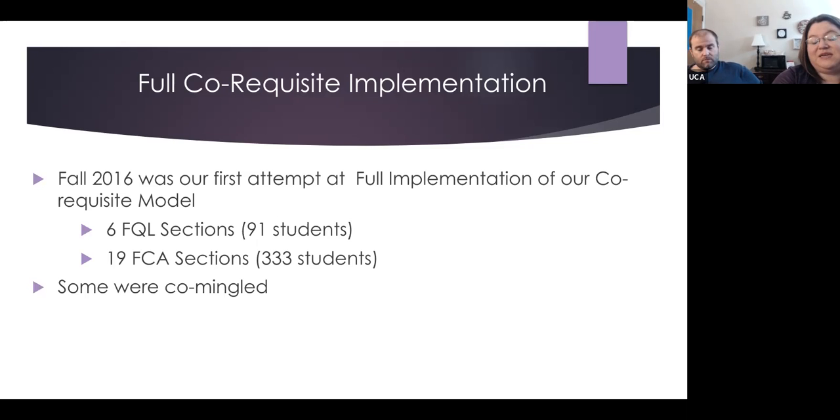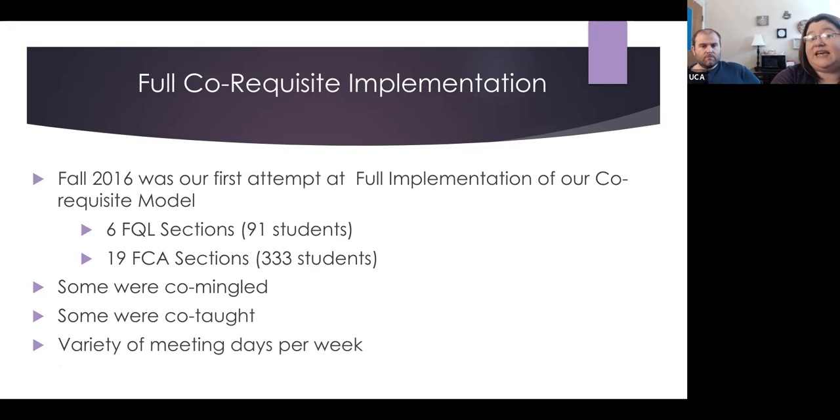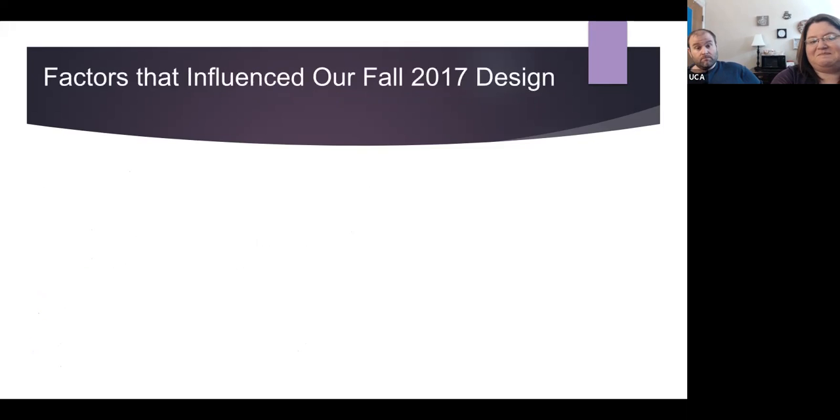Some were commingled, meaning that they had transitional and non-transitional students in the credit-bearing class. Some were co-taught and some were taught by just a single instructor. And we had a variety of meeting days. I believe we've tried everything but 1 day a week. So we've tried 5 days a week, 4 days a week, 3 days a week, and 2 days a week. Morning, afternoon, prime time, and evening. So we just did our convenience semester, we'll call it, fall 16.